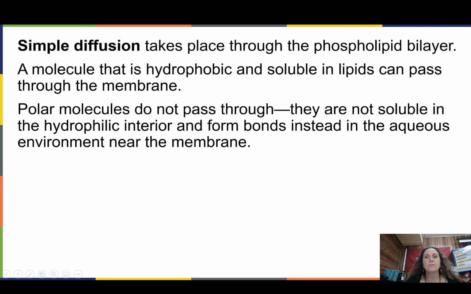Simple diffusion takes place through the phospholipid bilayer, as a molecule that is hydrophobic and soluble in lipids can pass through the membrane. So think about this, guys. Non-polar molecules can pass through without any help. If you are polar, you're going to need some help. Polar molecules cannot pass through because they get attracted to the outside of the cell and just kind of hang out there. They can't go all the way through. But nonpolar are not attracted to the outside of the cell and just slide right on through.